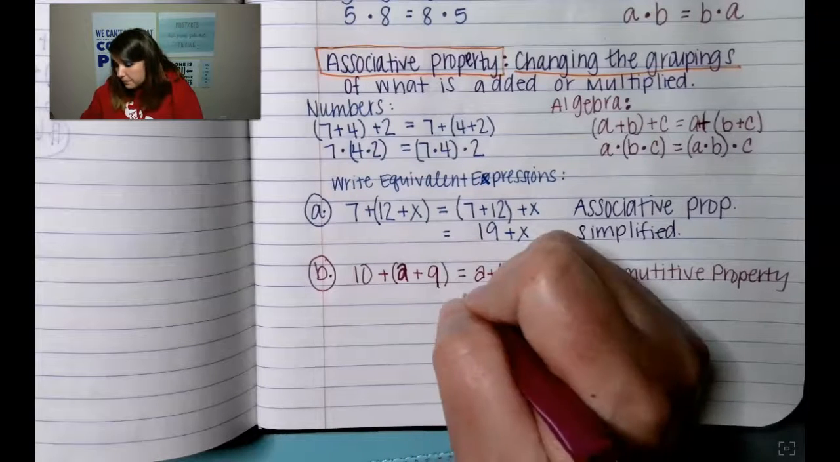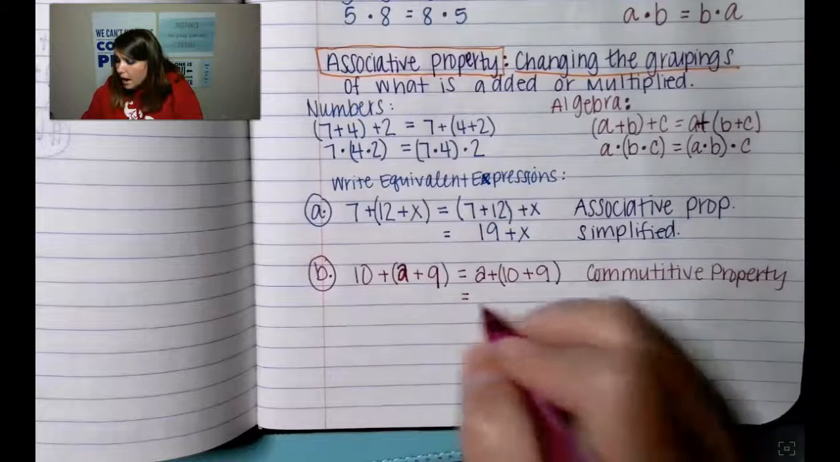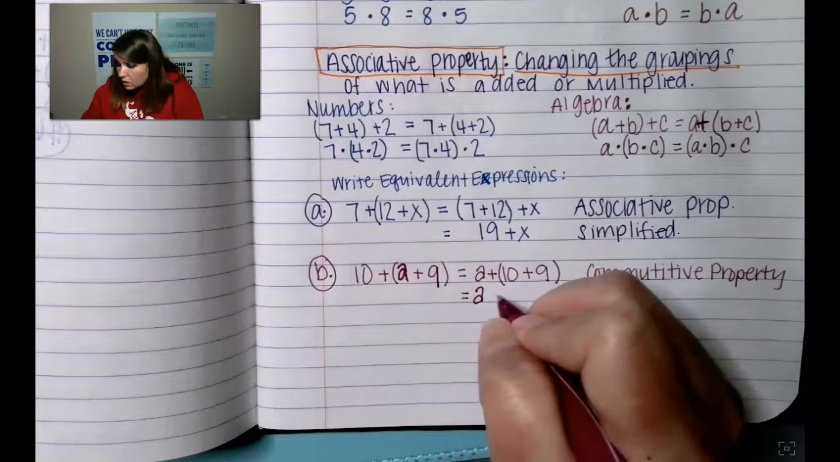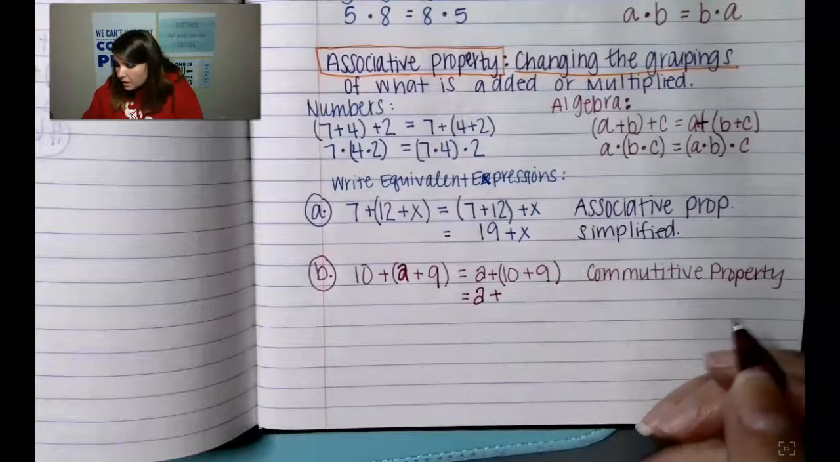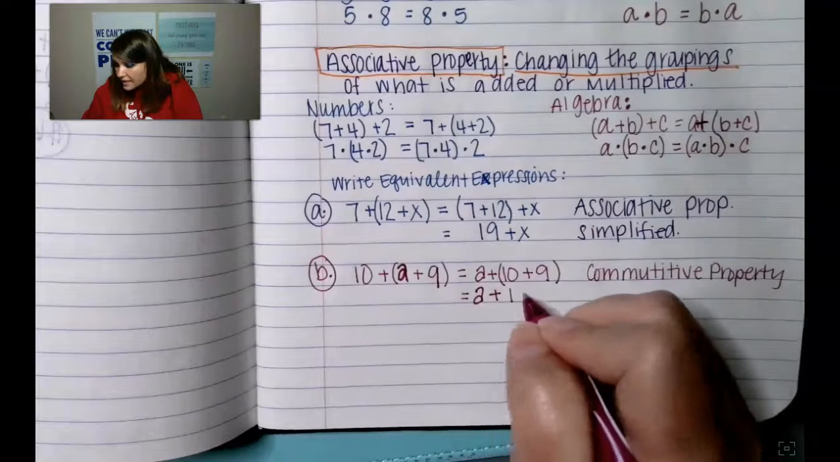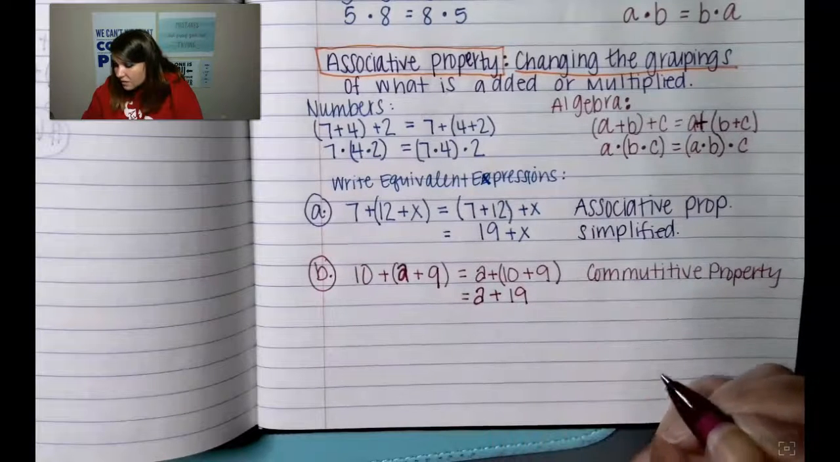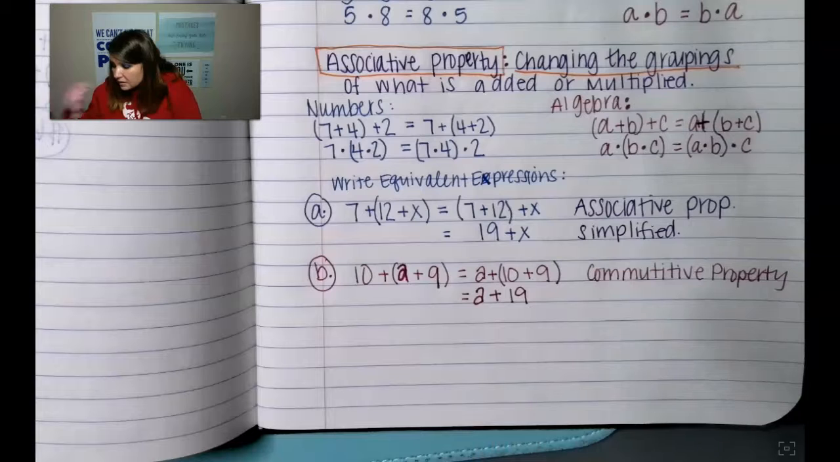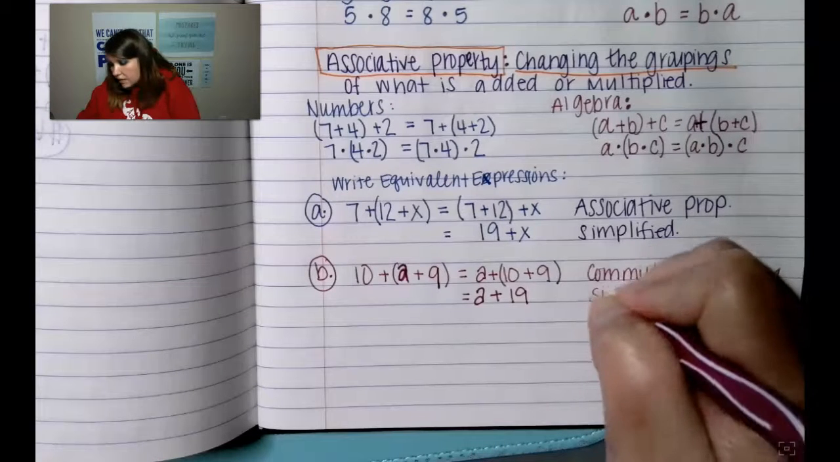Okay, now I'm going to leave the A alone, and I'm going to add on 10 plus 9. Oh my gosh, look at that. It gives me another 19. So this one is A plus 19. Then I simplify.